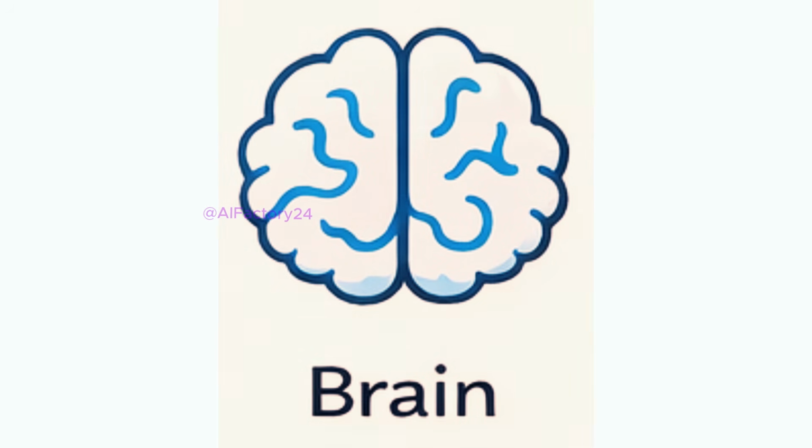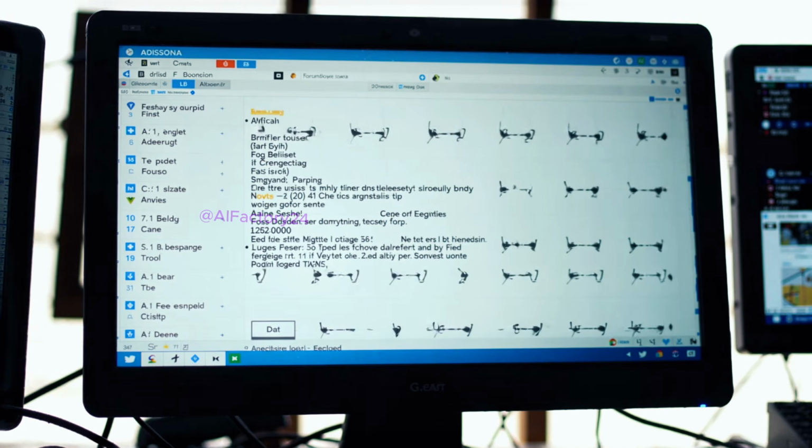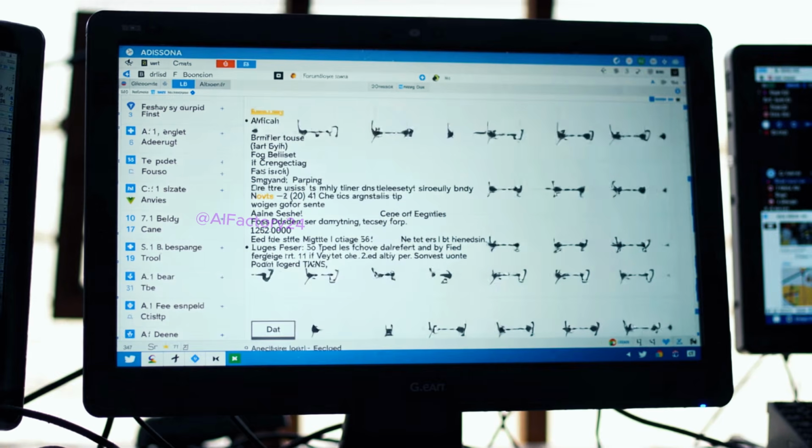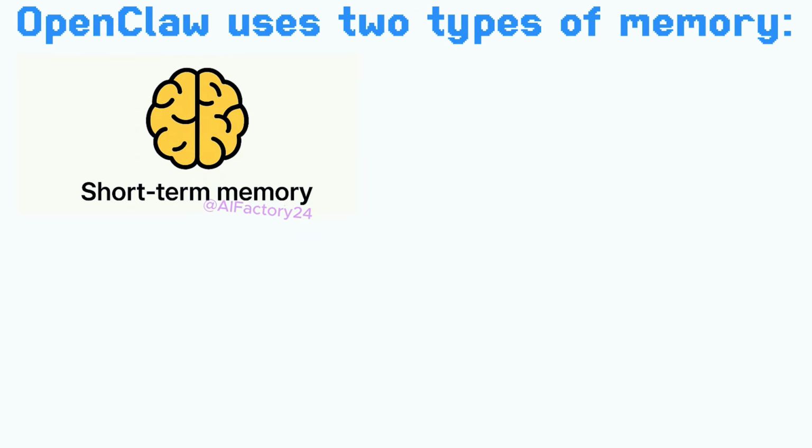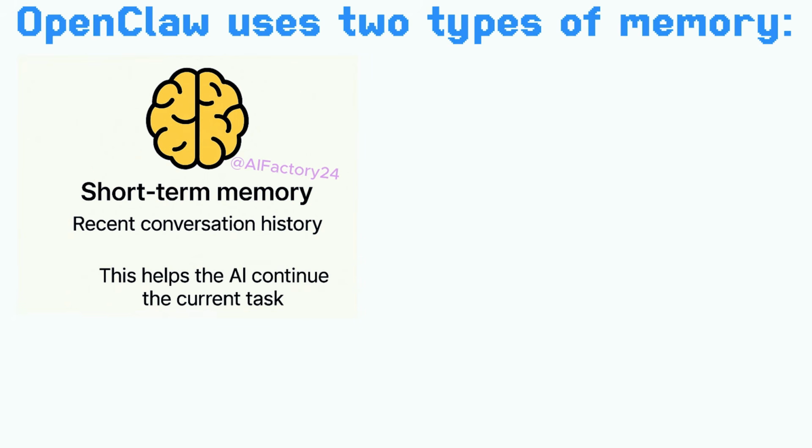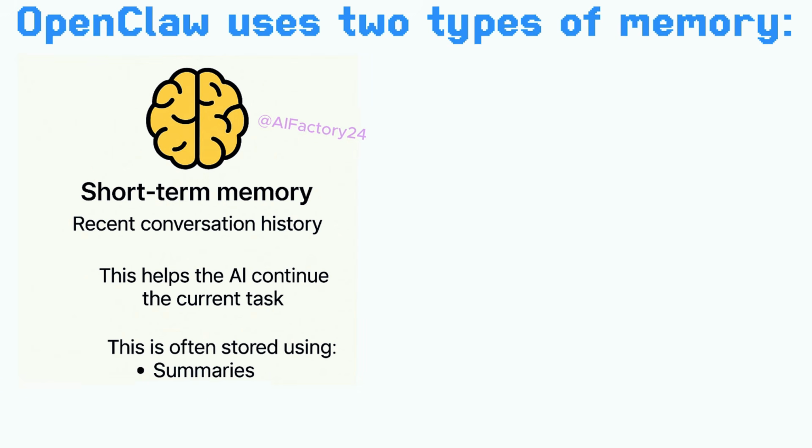Remember using memory. Without memory, every request would feel like talking to a stranger. If you tell the system, I only care about important emails, it should remember that. OpenClaw uses 2 types of memory. Short-term memory, recent conversation history. This helps the AI continue the current task. This is often stored using summaries, vector databases, user profiles.